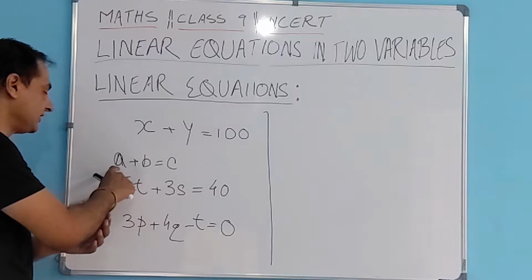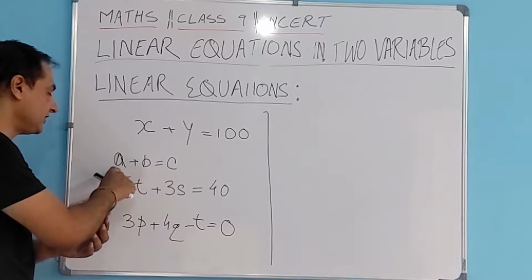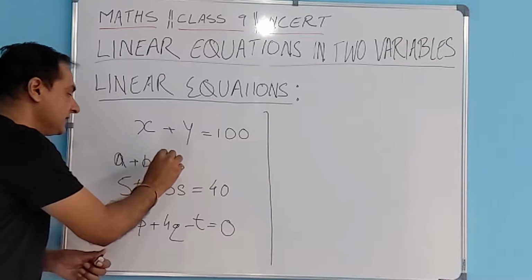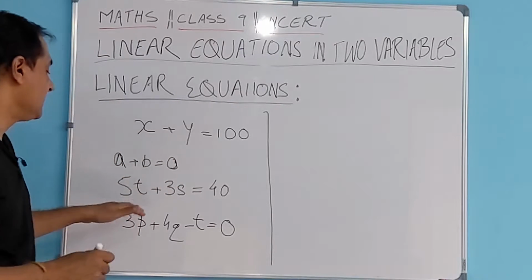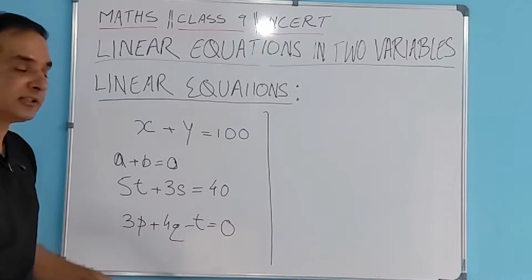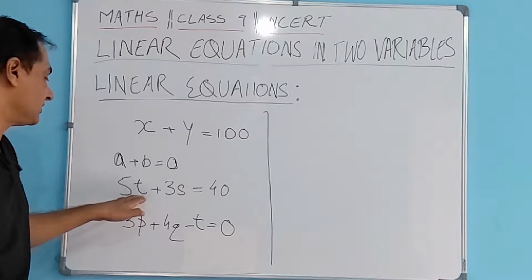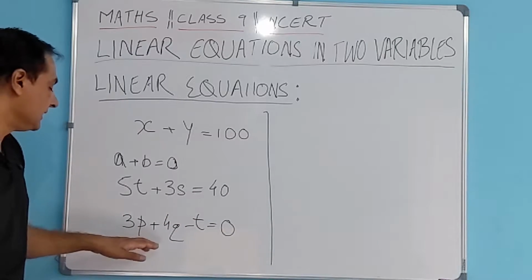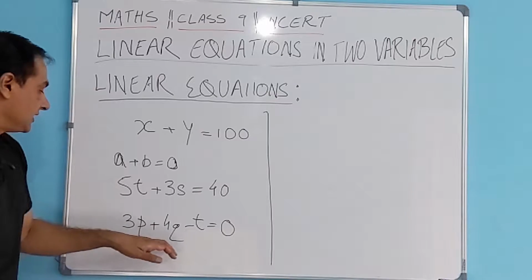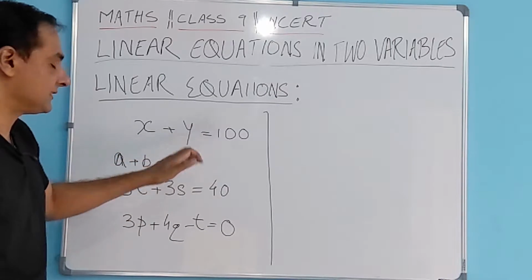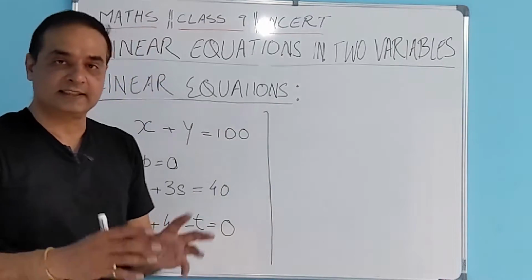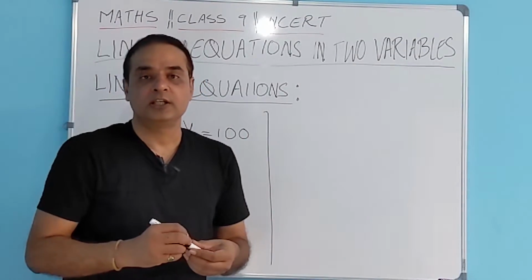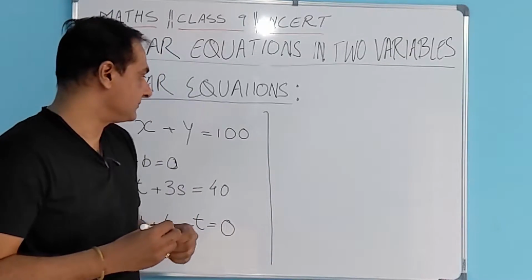Then we can have equations with variables a and b. So we can say variables a and b, and this equals a constant, maybe 0. So that could be one equation. Then we can say t and s as two variables. We can say 5 into t plus 3 into s equals to 40, and similarly for this equation. So you see, these are the variables, if you see p, q, t, s, a, b, or x, y. We can use any of the letters. There aren't any set directions that these are the only two letters we can use as variables.